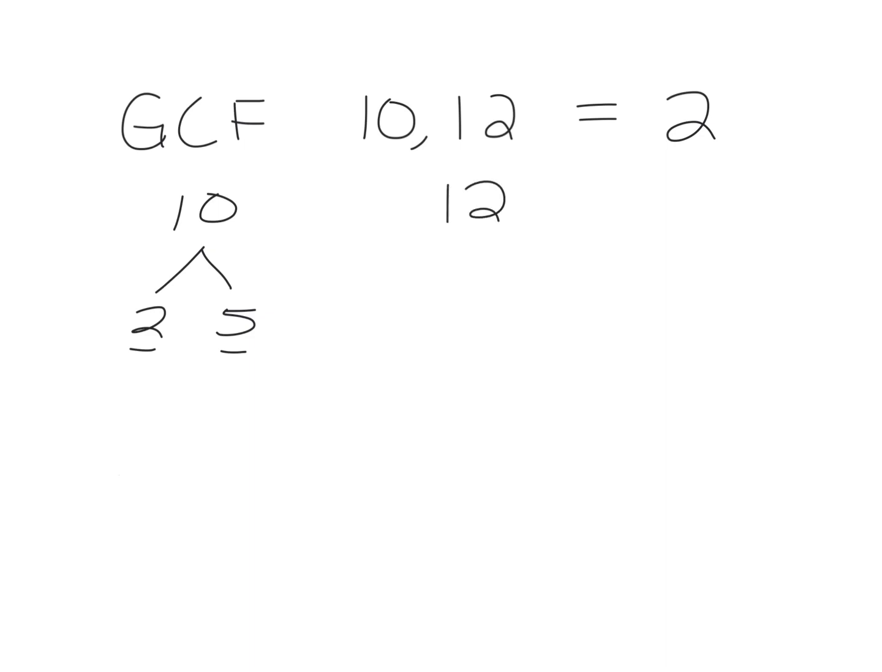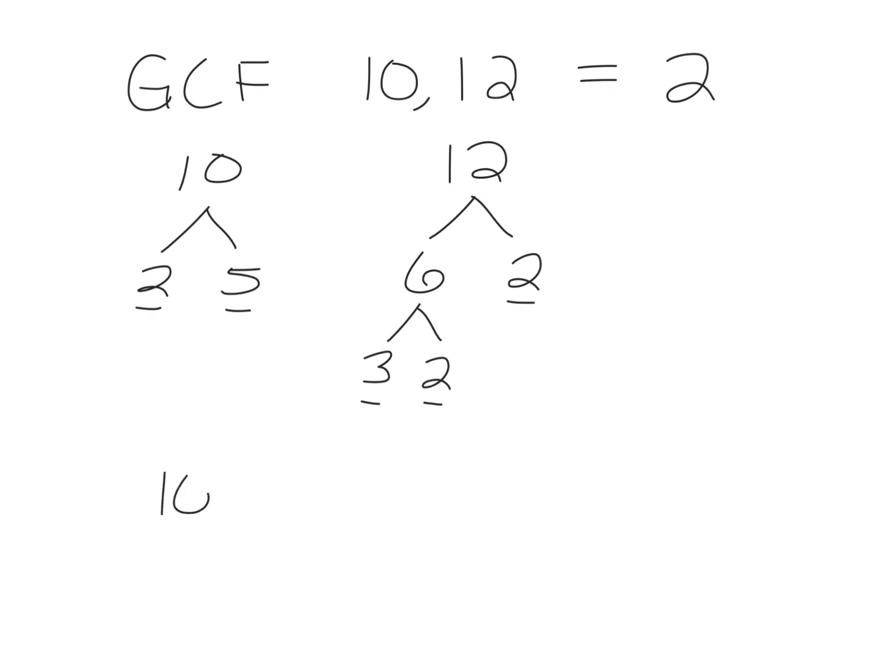Looking at 12, what are factors of 12? 6 and 2. Okay, can I break apart 6? What are 2 factors that go into 6? 3 and 2. Okay, can I break apart any of these ending numbers? No, that's the farthest all of them can go, right? So your factor tree is complete. What were the numbers we ended up with on 10? 2 and 5. What were the numbers we ended up with on 12? 3, 2, 2, and 3, right?